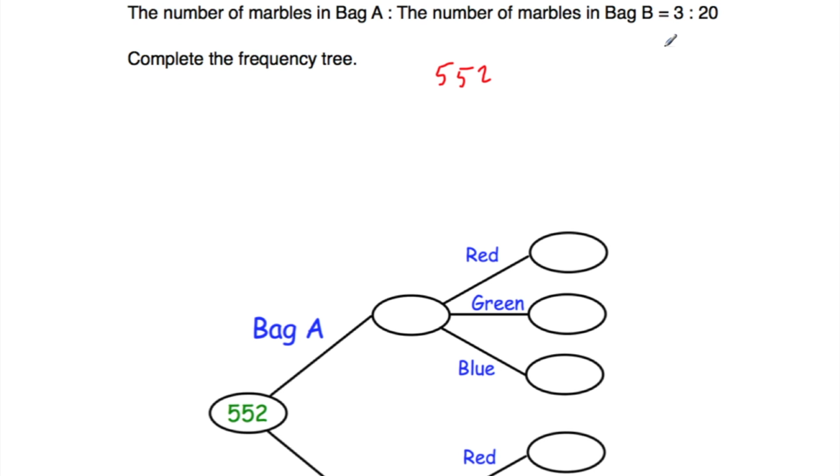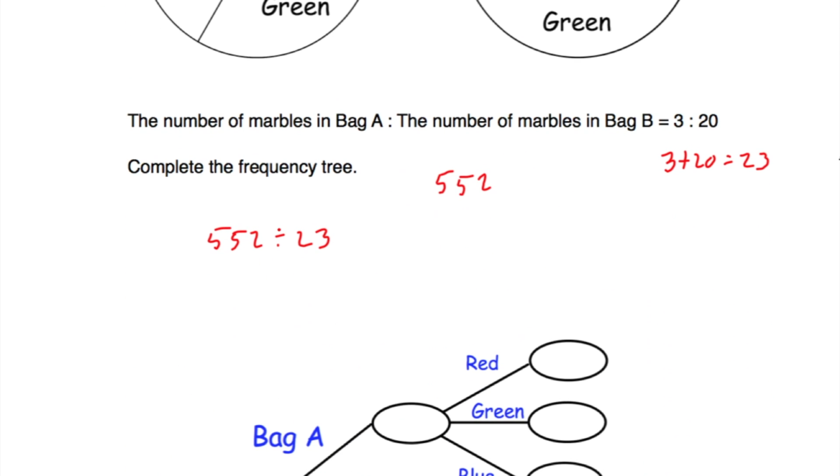So if we add together the numbers in the ratio, 3 plus 20 is equal to 23. And if we divide the total by 23 and then times it by 3 and by 20, we can find out how many marbles are in bag A and how many are in bag B. So 552 divided by 23, and this is a calculator question. That would be equal to 24. So that means there's 24 in one part.